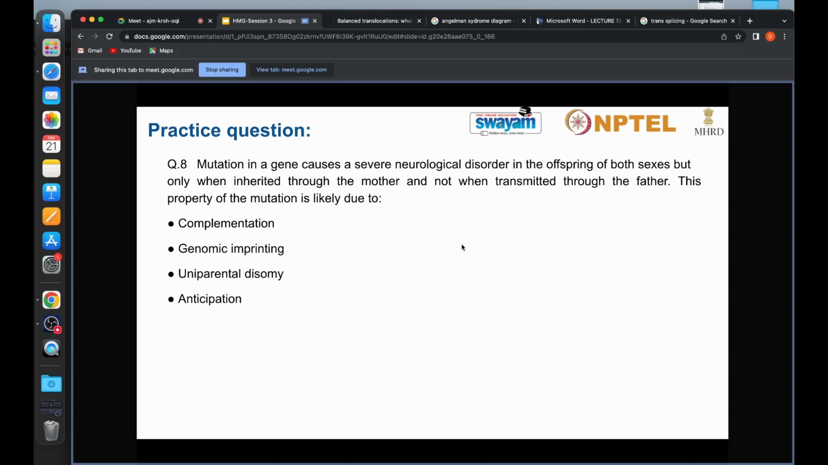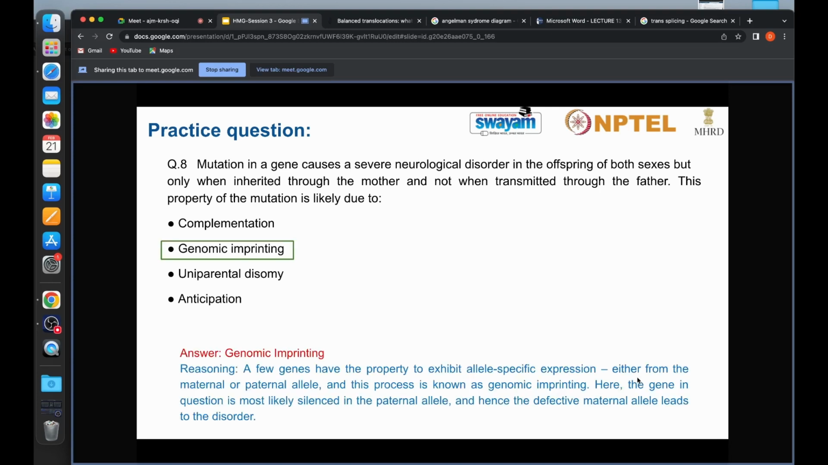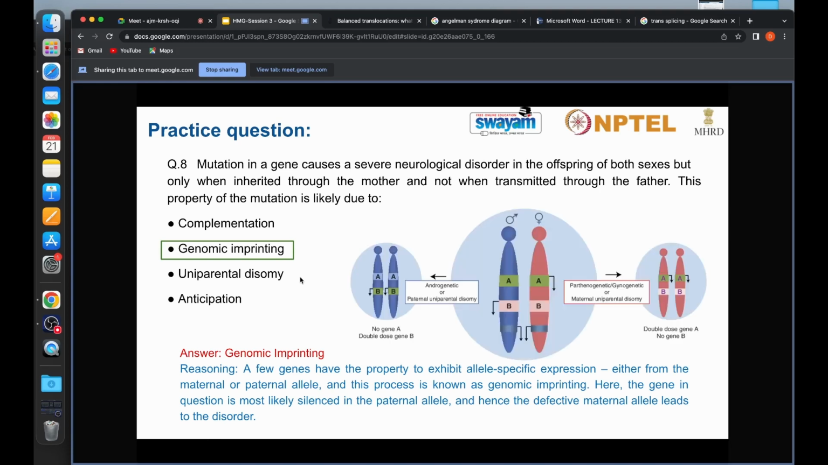In that case, this type of mutation is known as genomic imprinting, in which either the mother is giving the alleles or the father is giving the alleles. So it leads to uniparental disomy. Uniparental disomy is the effect of genomic imprinting. So the property is genomic imprinting, and that's why the correct answer was genomic imprinting.